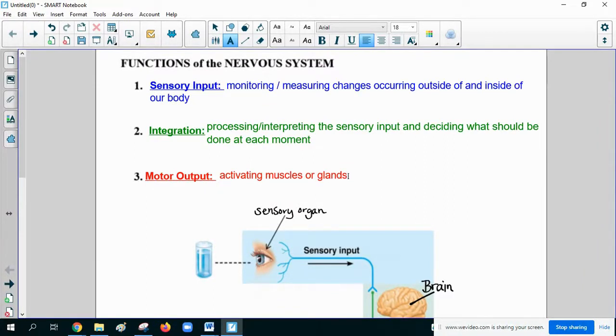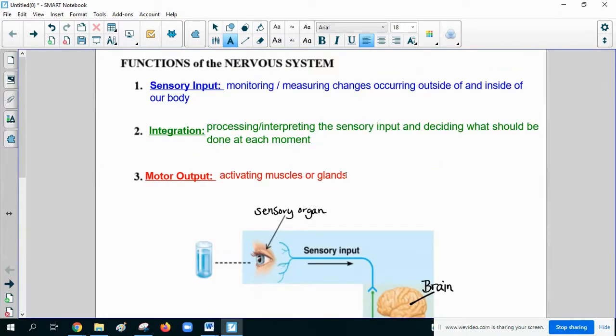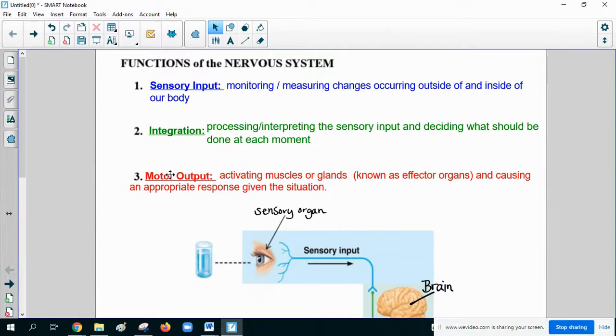Whenever your nervous system is commanding a part of your body, whatever that body part is that's receiving the command is called an effector. So I'm going to write that next. Okay, so full definition, motor output means we're going to activate muscles or glands, which are known as effector organs, and we're going to cause an appropriate response given the situation.